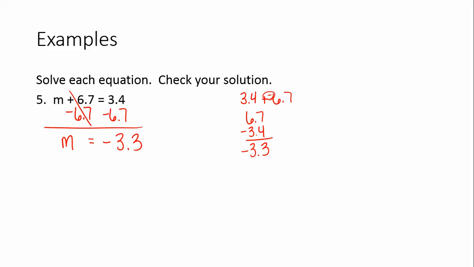But now we need to check our solution. So we're going to plug a negative 3.3 in for m. I'm rewriting the rest of the equation from the original problem.